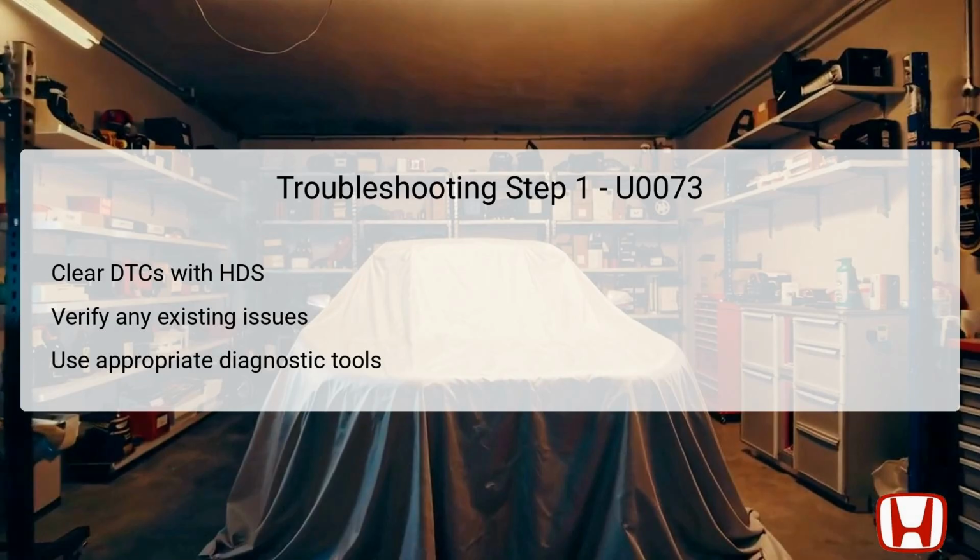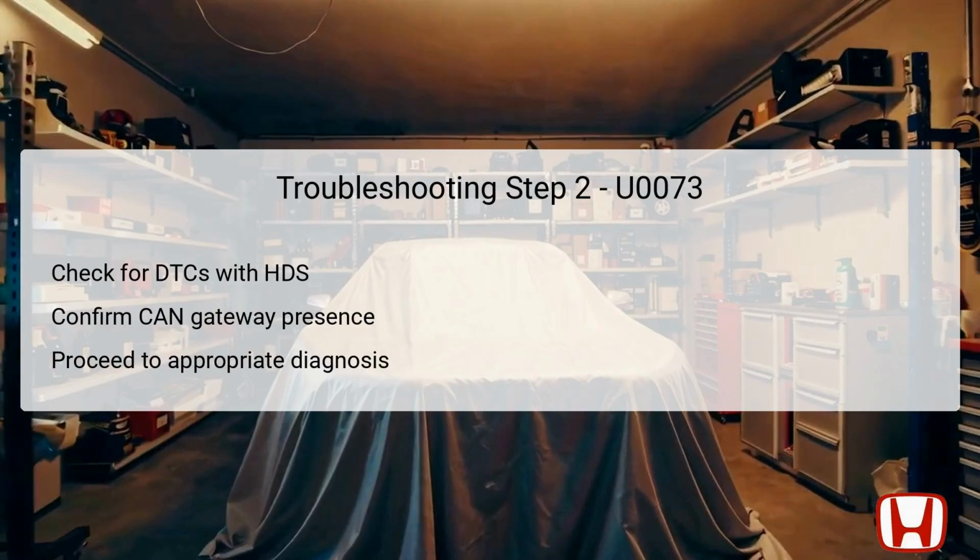Waiting for at least 6 seconds allows the vehicle's systems to initialize properly. After this period, check again for any DTCs using the HDS to see if U0073 is present. This step is crucial for understanding if the error is ongoing or was a temporary glitch in the system.